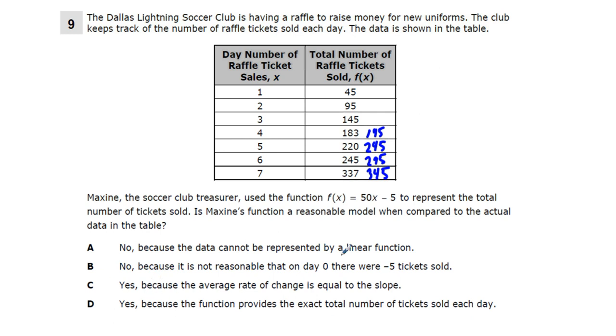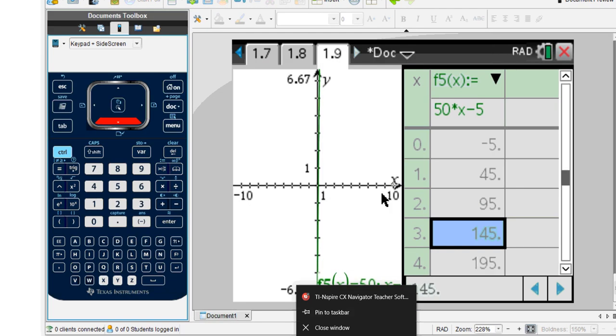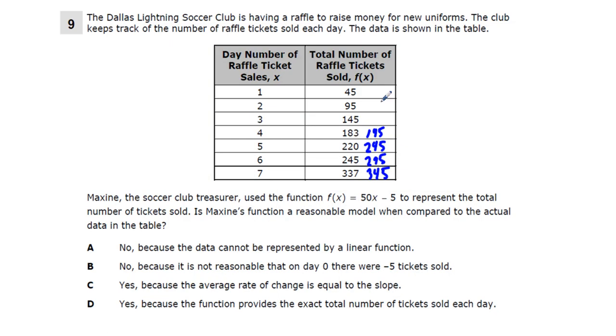No, because it's not reasonable. On day 0, there were -5 tickets sold. And if we go back to the calculator, we'll see on day 0 we have -5 tickets sold. So that's not reasonable. So it could possibly be B. Yes, because the average rate of change is equal to the slope.